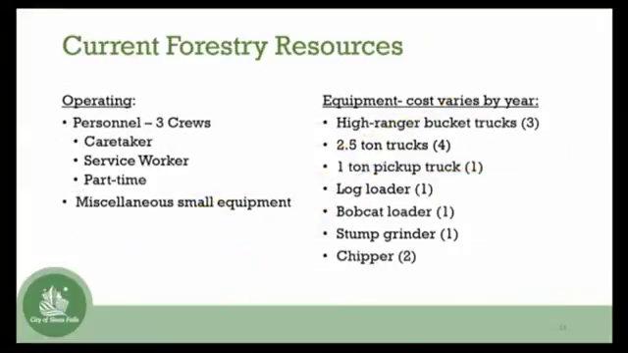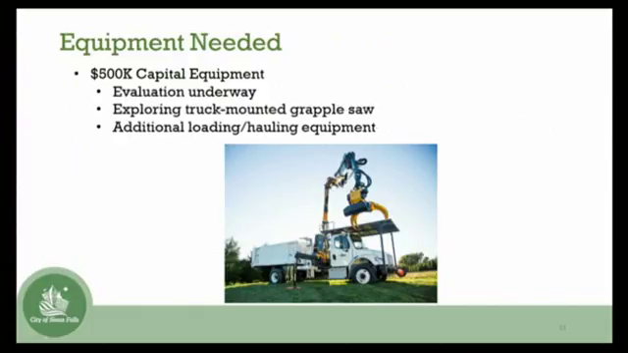The current forestry resources that we have right now, we've got three two-person crews made up of a forestry park caretaker and a park service worker, along with seasonal employees. Of course, there's miscellaneous equipment that goes along with those crews. And there's also a list of capital equipment up there that we use right now through all of our forestry operations. As we get into this response with the Emerald Ash Borer, there's going to be additional capital equipment needed.